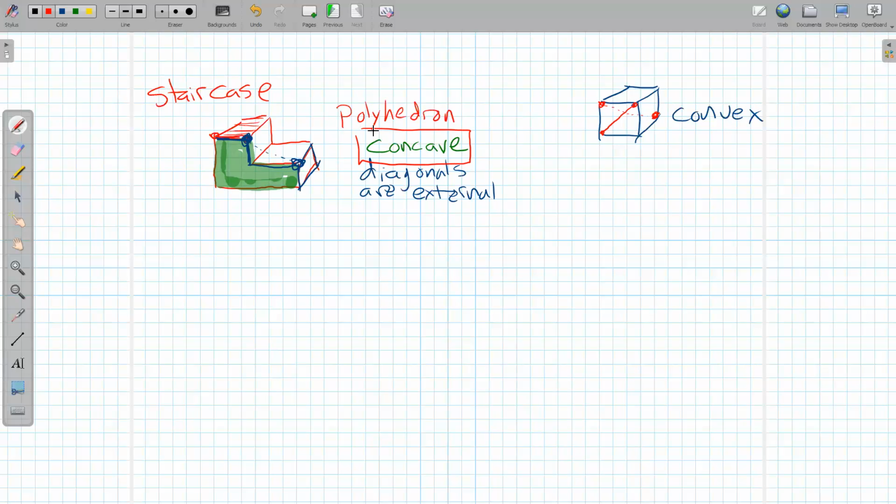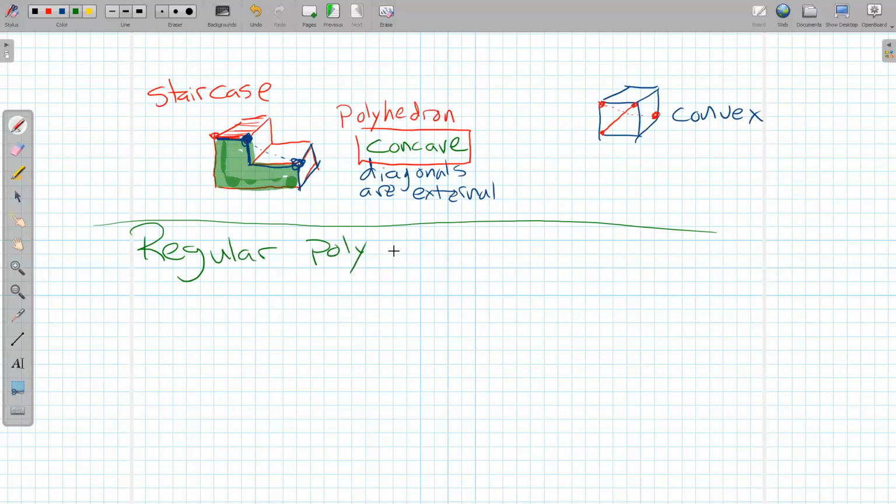So polyhedra have flat faces. They also have edges and vertices. They can be convex. They can be concave. With 2D geometry, we studied regular polygons. So I just want to remind you about what a regular polygon is. It's kind of a new topic, regular polygon.